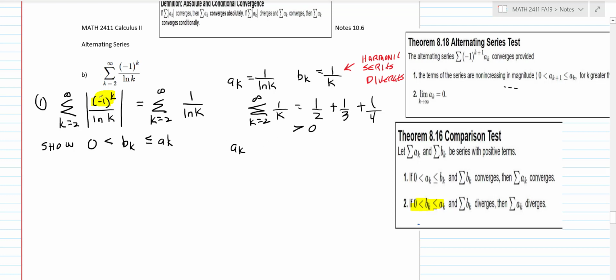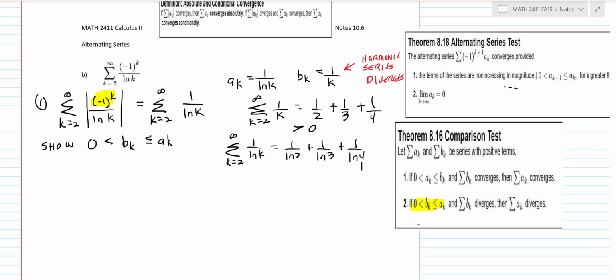So if we look at, again, we're doing the absolute value, so we're looking at this term right here. If we were to write out the terms on a sub k, k equals 2 to infinity of 1 over ln k, we would have 1 over ln 2 plus 1 over ln 3, and so forth.